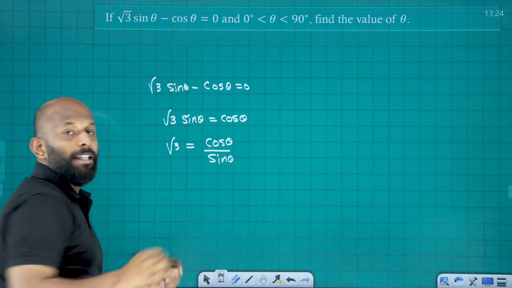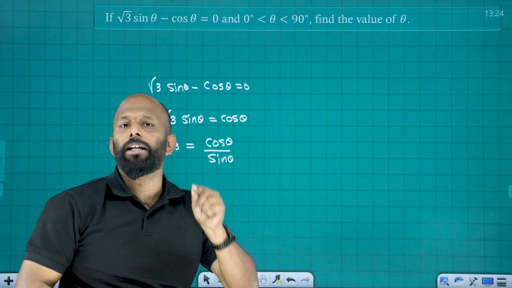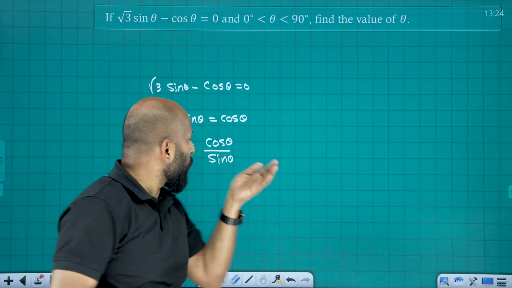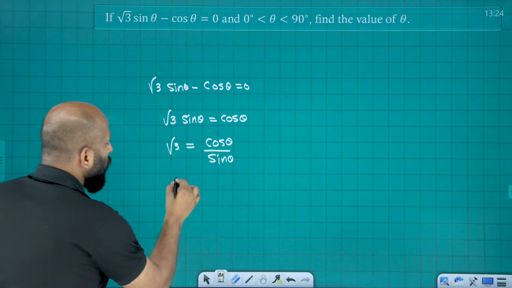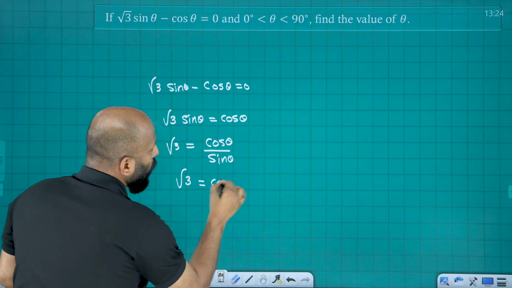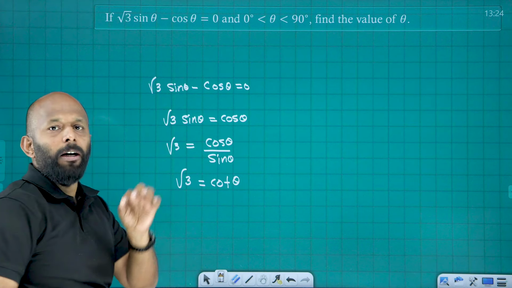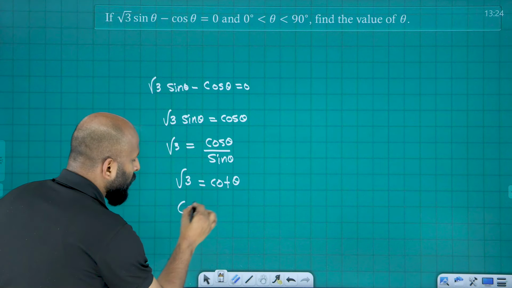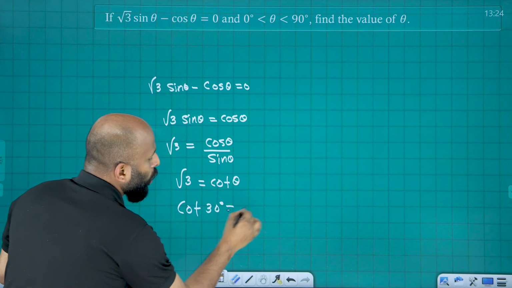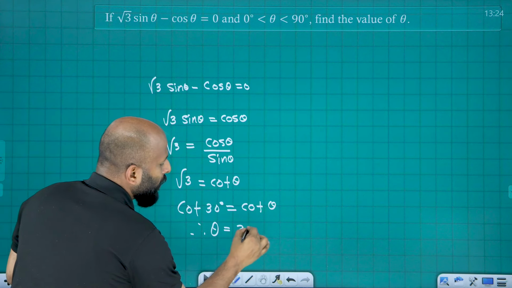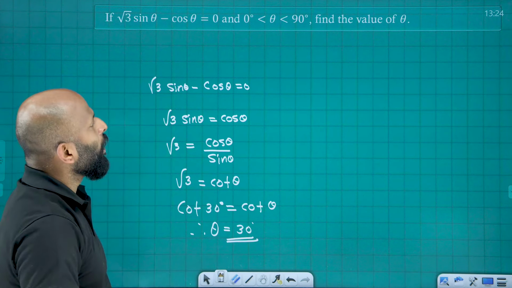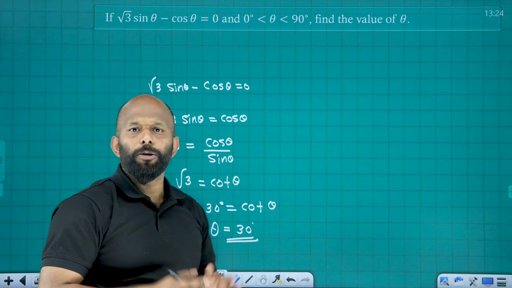What is cos theta by sin theta? We know that sin theta by cos theta is tan theta. So its reciprocal, cos theta by sin theta, becomes the reciprocal of tan, that is cot theta. Root 3 is equal to cot theta. Now tell me, at which angle does cot give root 3? Yes, cot 30 degree is equal to cot theta, therefore theta is equal to 30 degree. Hope all of you understood this question.